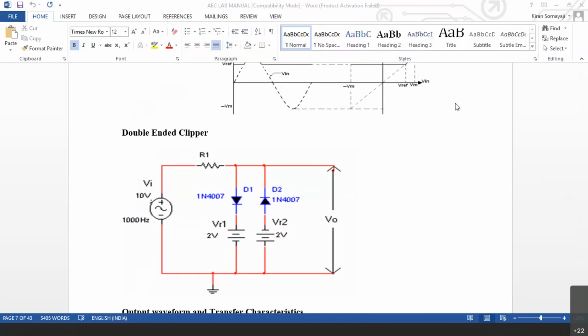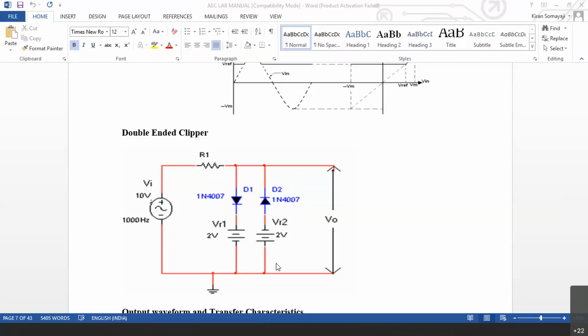Now, in this case, selected portions of the waveform can be clipped or chopped out from both directions. That means even in the positive cycle, even in the negative cycle. You can see the circuit. 10 volts peak-to-peak input is given, and there are two reference voltages now, two DC power supplies here. Both are named here as 2 volts, but you can have different values here. You can have 1 volt, 3 volt, you can have 3 volt, 1 volt, you can have varieties based on the requirement.